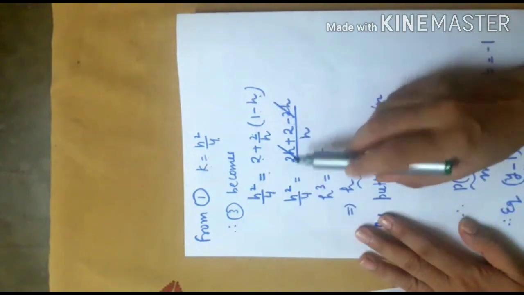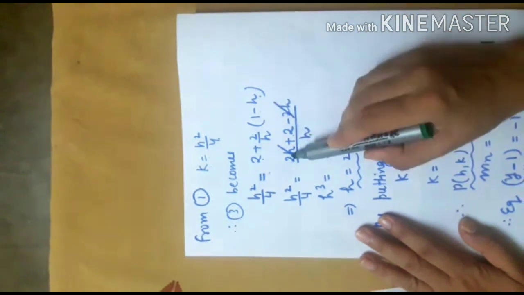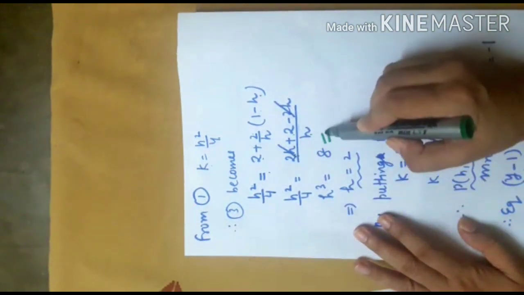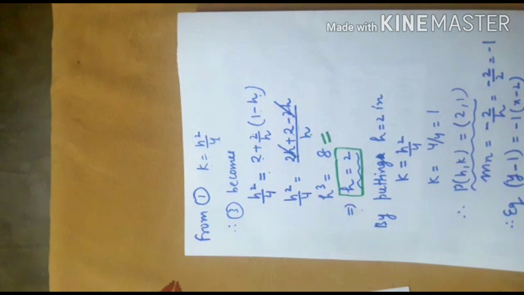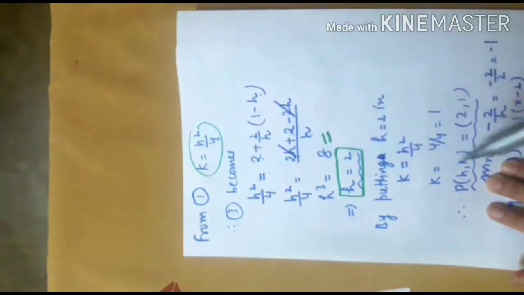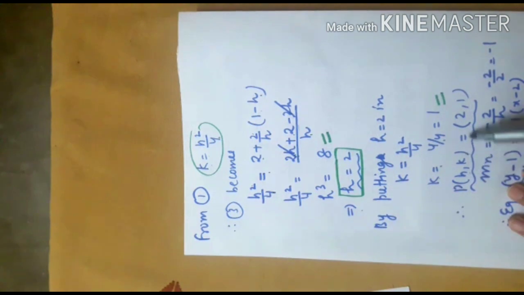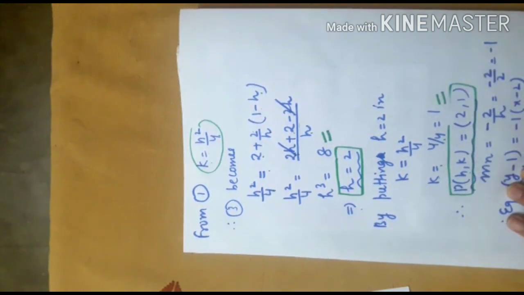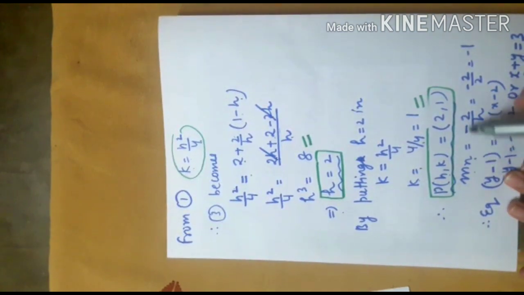On simplification, I'll get 2h plus 2 minus 2h over h. This will get cancelled out. So I'll get h cube is equal to 8, and this will imply h is equal to 2. Now, putting the value of h equals 2 in this relation, I'll get k equals 4 over 4, that is 1. So (h, k) is (2, 1). Right? Now, slope of the normal was minus 2 over h and h is 2. So I'll get slope of the normal is minus 1.